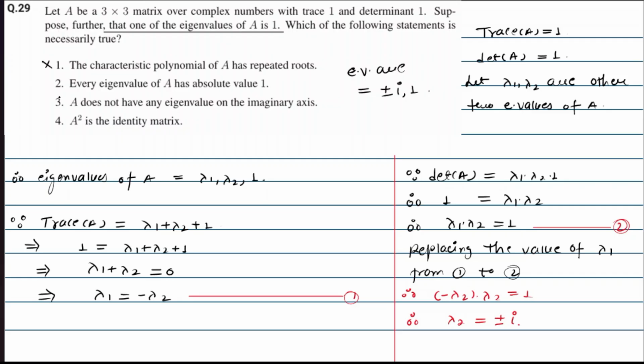Now, the second is saying that every eigenvalue of A has absolute value 1. Let us find the modulus of these. Note that the modulus of 1 is 1 and the modulus of plus minus iota is 1. So 2 is correct. And the third one is saying that A does not have any eigenvalues on the imaginary axis, which is false since plus minus iota are on the imaginary axis.